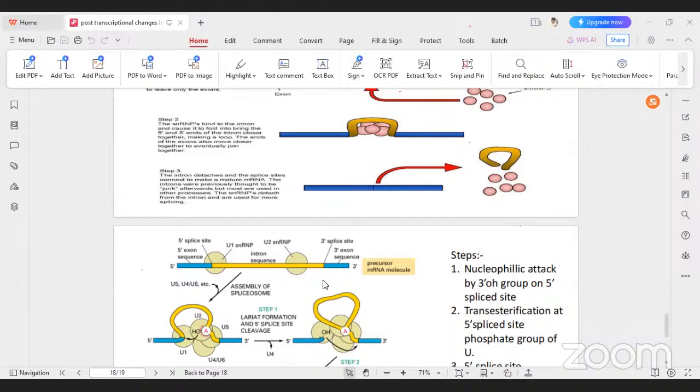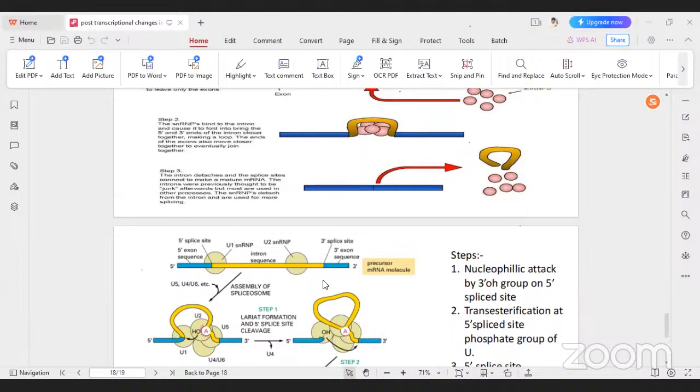Now the mature RNA is prepared. After that, the mature RNA performs the next stage. What is the next stage? Translation, for protein synthesis. After formation, this mature RNA is transported into the cytosol, where translation takes place.